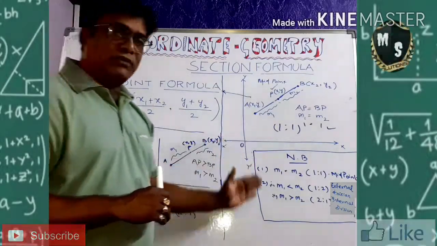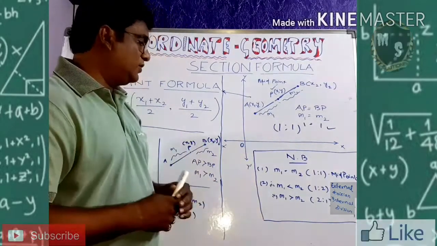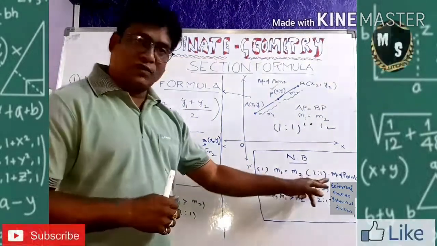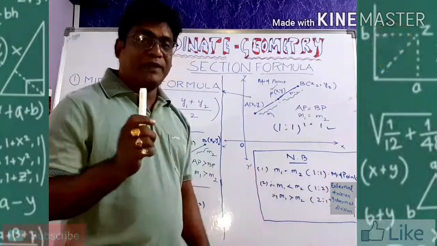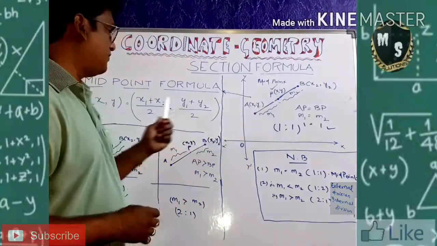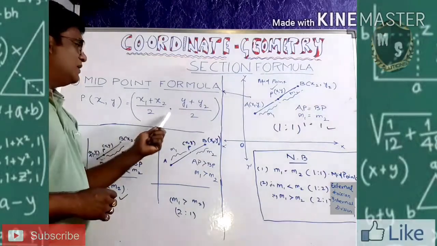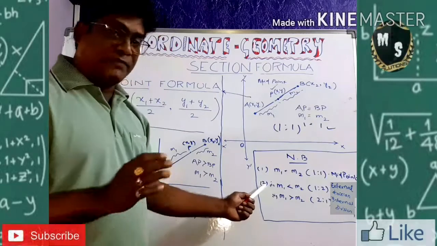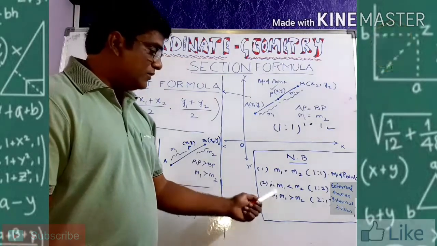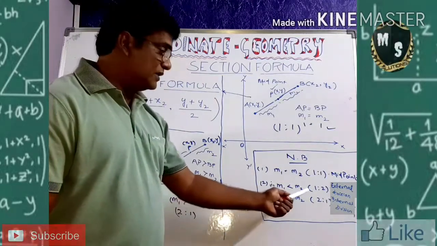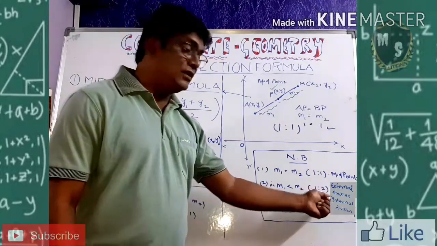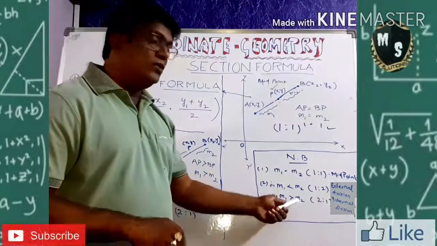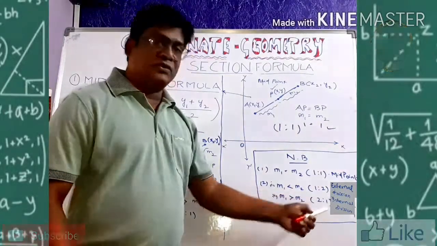Now you see, I put a notice board for all of you. What is there in the notice board? M1 is equal to M2, then it is the 1:1 ratio, and it is called the midpoint, with the formula (x1 plus x2) by 2, (y1 plus y2) by 2. And when the point is elsewhere, it can be divided into two other types: M1 less than M2, the 1:2 ratio, called internal division. Then M1 greater than M2, 2:1, is called external division.